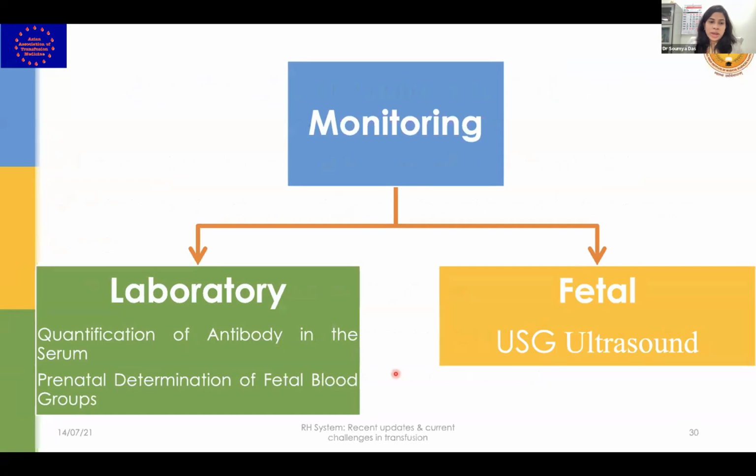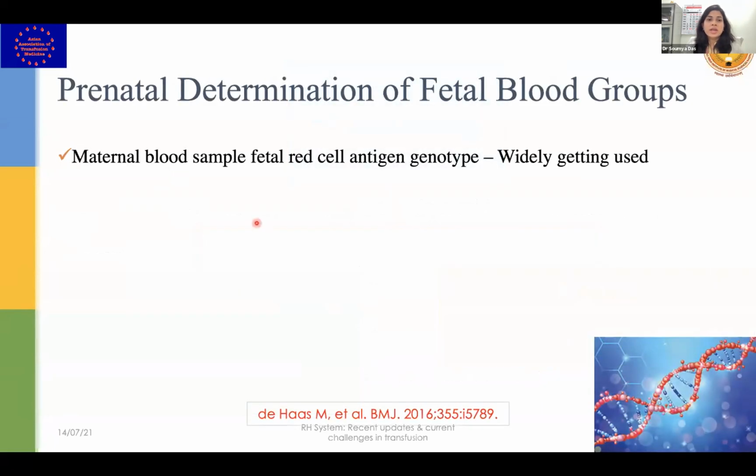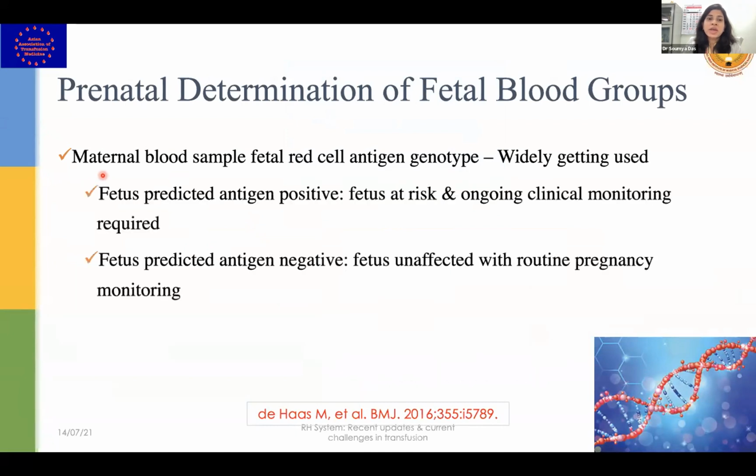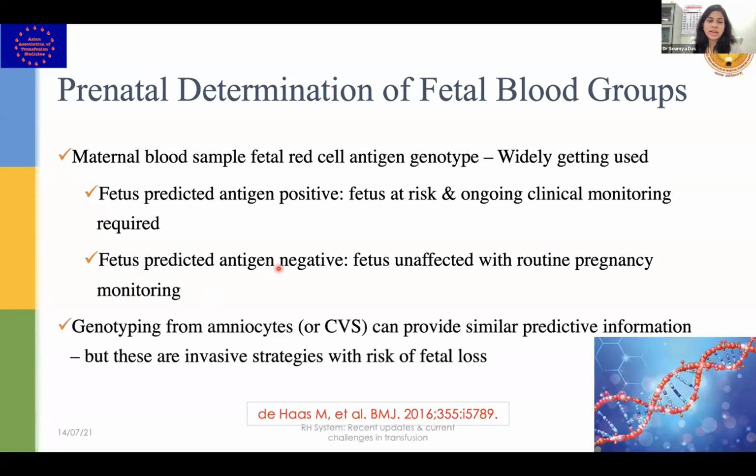Coming to perinatal fetal blood grouping, it is being widely used these days in the Western world that from maternal blood samples, fetal red cell antigen genotyping is being done. So if the antigen is positive, the fetus is at risk and ongoing clinical monitoring needs to be done. And if it is antigen negative, then routine pregnancy monitoring is sufficient. For the genotyping, amniocytes or the CVS can provide similar predictive information, but the problem is that these are invasive strategies with the risk of fetal loss.